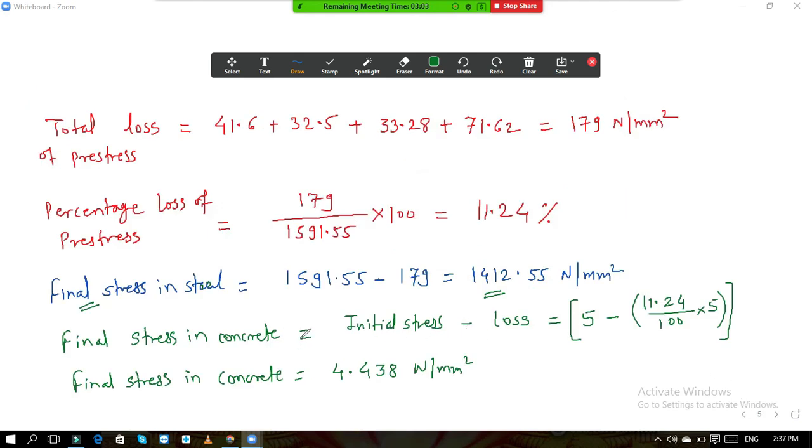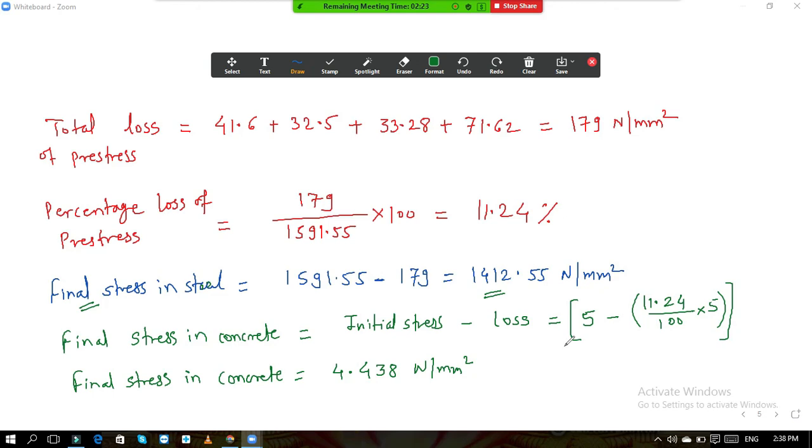That is the final stress I want. If initially 100 is applied and 20 is lost, what remains finally? 100 minus 20. The same logic we have applied here. The final stress in the concrete is nothing but the initial stress in the concrete minus the loss. The initial stress in concrete was 5, minus the loss of 11.24% of the initial stress. If you subtract this loss from 5, you will get the answer directly.